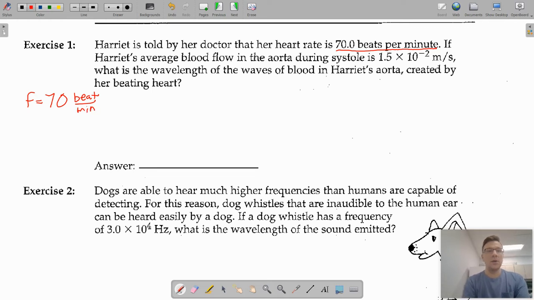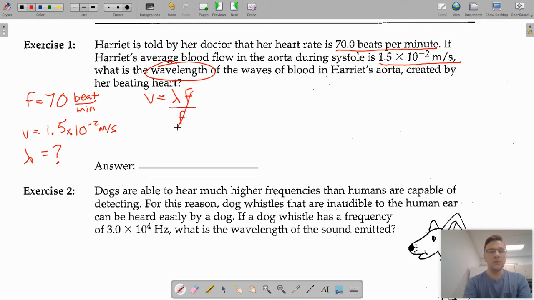Okay. If Harriet's average blood flow in the aorta during systole is 1.5 times 10 to the negative 2 meters per second, so another way to write that would be 0.015 meters per second. So whatever you feel more comfortable with on that. And then it says, what is the wavelength? So we will solve for that. And again, our equation that we want to use here is wavelength times frequency is equal to wave speed. We need to rearrange for wavelength, so we're going to divide by frequency on each side. We find that our wavelength is going to be equal to wave speed over frequency.